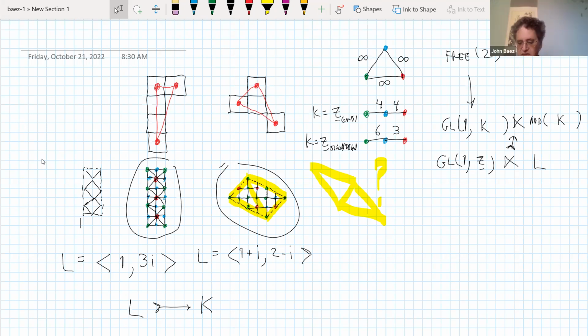So designs were supposed to be acted on by the absolute Galois group of the rationals. Right. And then you were looking for a while at Gaussian designs. Right. And is the idea of those that they were acted on by the, we call it, the absolute Galois group of the Gaussians.